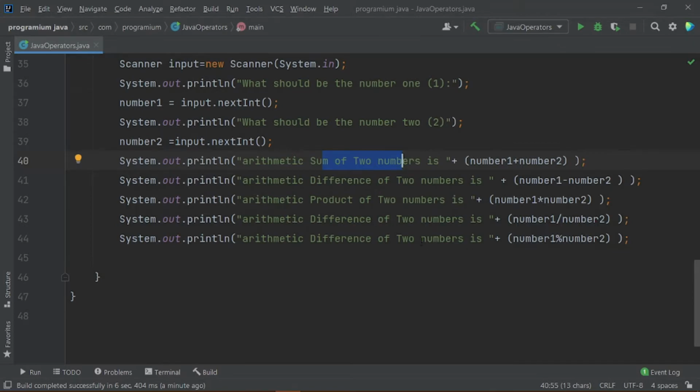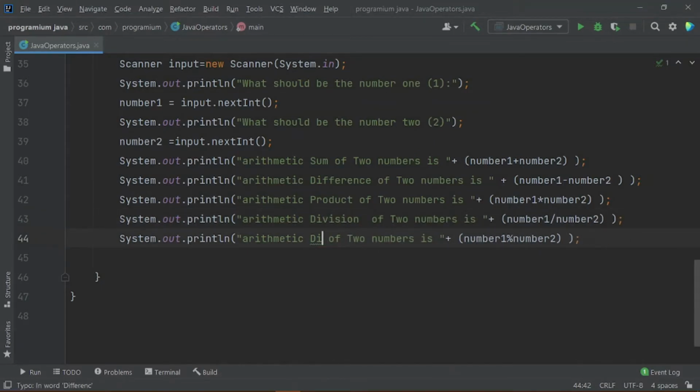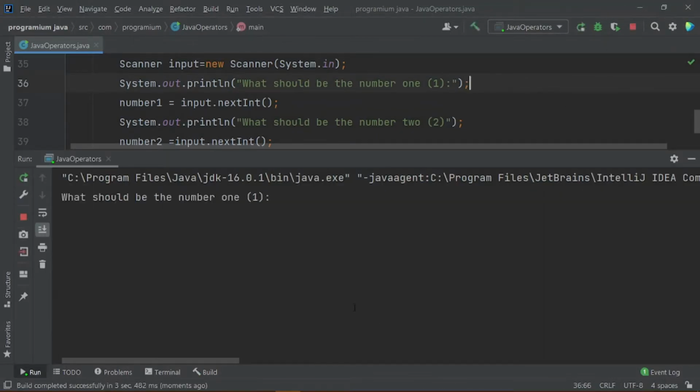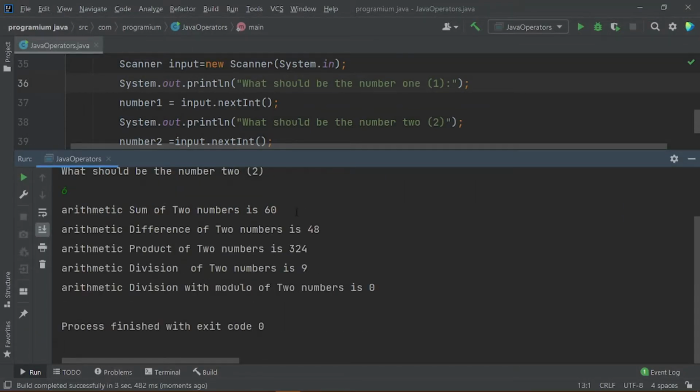One more thing I would like to modify is that instead of just difference, we have to write here division, and again here division with modulo, and again Shift F10. This time I am using 54 here and the number 2 as 6. So what are the results? Arithmetic, of course, 54 plus 6 is 60, the difference would be 48, their product would be 324, and their division would be 9, and here the remainder is 0.